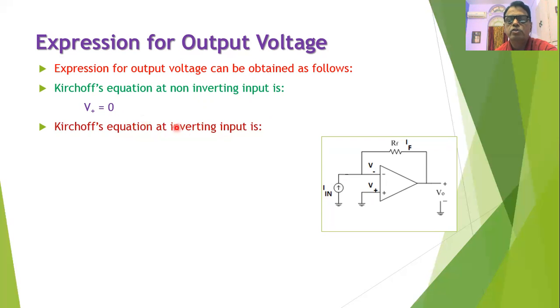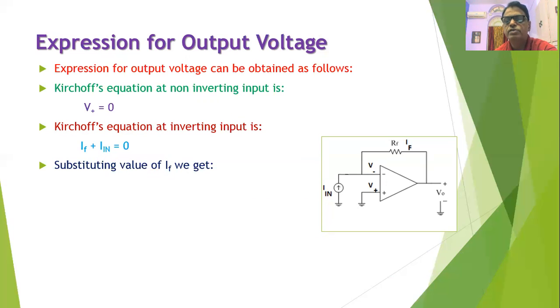Similarly, we can write the Kirchhoff's equation at the inverting input. As shown in this diagram, there are two currents that are meeting at the inverting input, and therefore we can say that the sum of these two currents must be equal to 0. That is, IF plus IIN is equal to 0, where IF is the feedback current and IIN is the input current. Now we can substitute the value of IF.